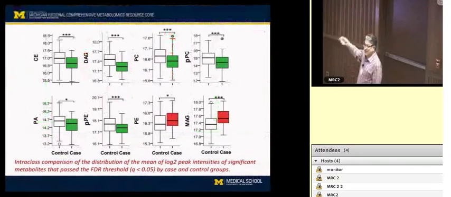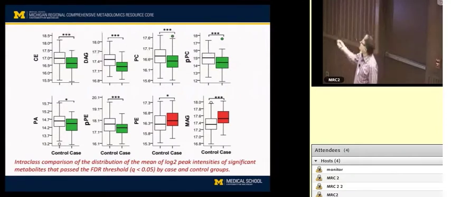This is another way of looking at the same data, and basically we are looking at the mean level of each one of the lipid classes that we found in progressors and non-progressors. And overall, we found that PE and MAG classes in progressors were higher, and the other lipids were overall lower in progressors as compared to non-progressors.